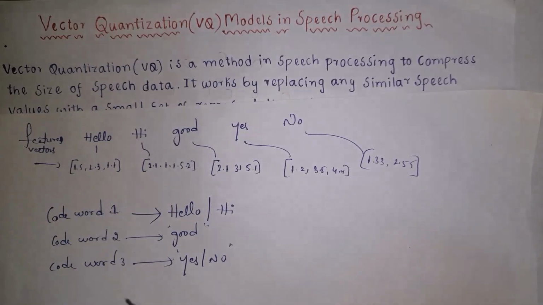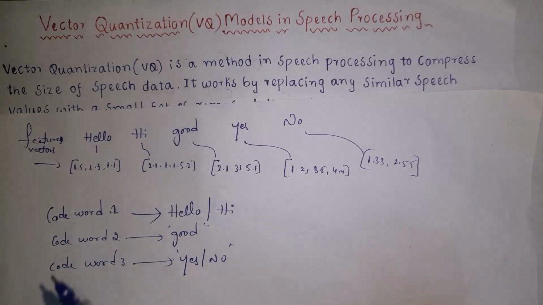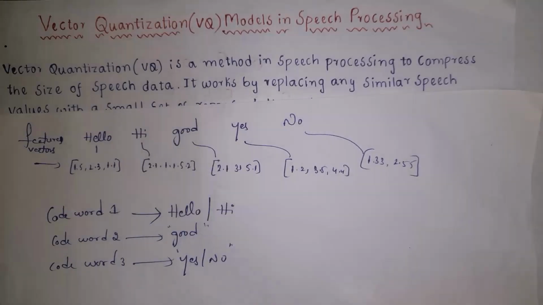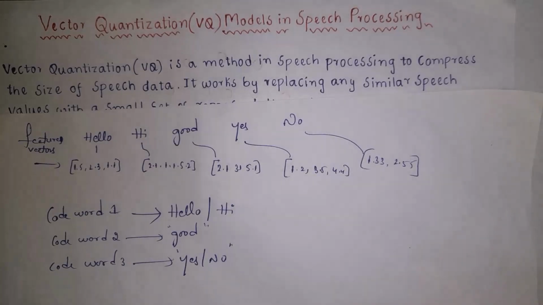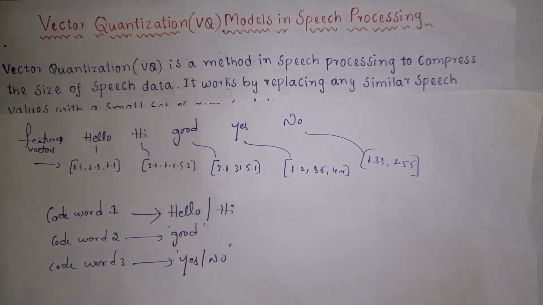This group is represented with number 1, which we call the representative vector, which will represent this entire group. Similarly, good is stored in another group, and that group is given number 2. We call this number the representative vector. And similarly, yes and no are both similar, so they will form another group, and this group is given number 3. Guys, these numbers are like index numbers. These numbers will represent this complete group, and we call each group a code word. So code word 1 contains hi, hello, code word 2 contains good, and code word 3 contains yes, no.